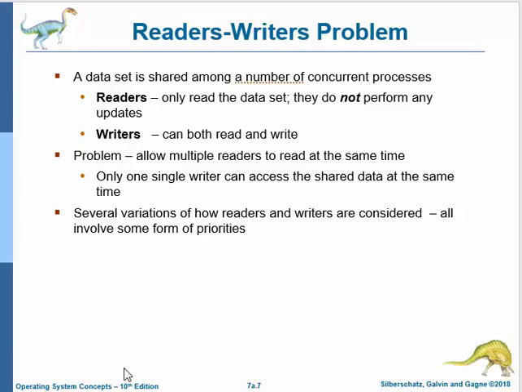The readers-writers problem has several variations, all involving priorities. The simplest one, referred to as the first readers-writers problem, requires that no reader be kept waiting unless a writer has already obtained permission to use the shared object. In other words, no reader should wait for other readers to finish simply because a writer is waiting. And the second readers-writers problem requires that once a writer is ready, the writer performs its write as soon as possible. In other words, if a writer is waiting to access the object, no new readers may start reading.